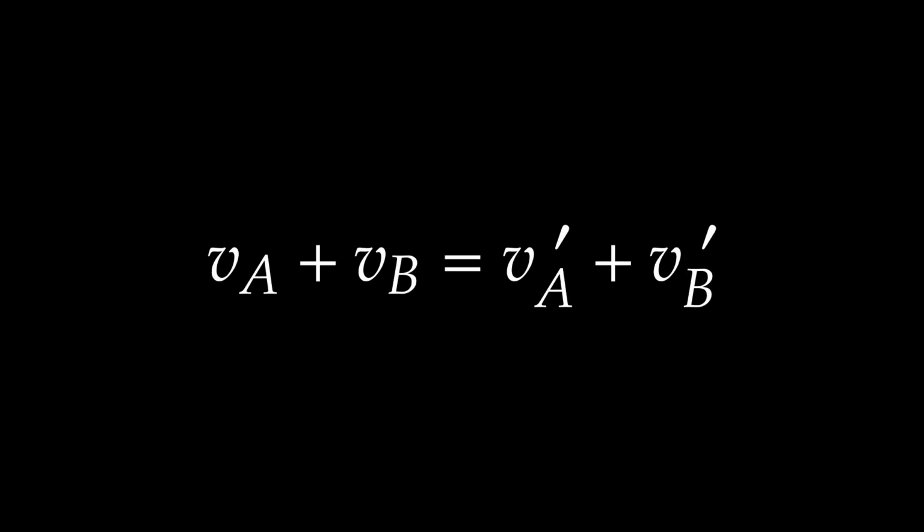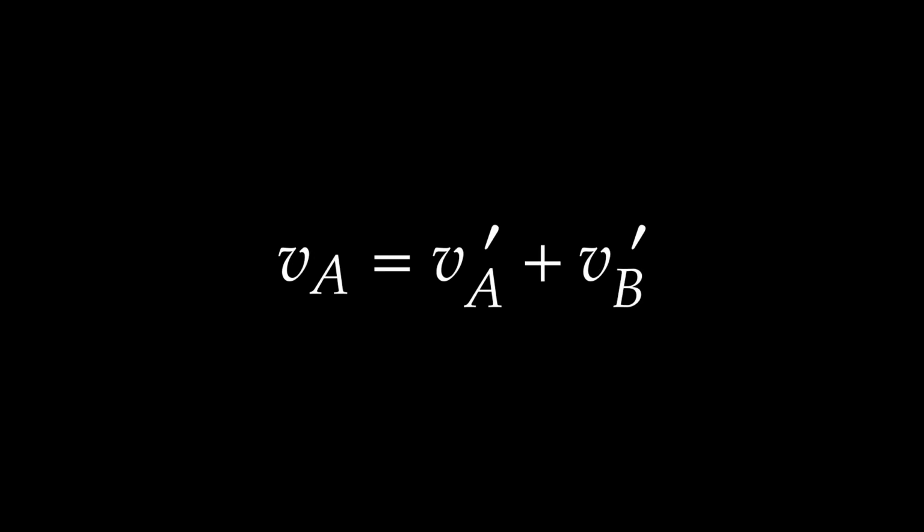And so I'm left with a very, very simple relationship: the velocity of A is equal to the velocity of A after the collision plus the velocity of B after the collision. Appreciate that is a vector equation. I'm doing it in one dimension, so the velocities are positive and negative, and that indicates the vectorness of it, but it is definitely a vector equation relationship.